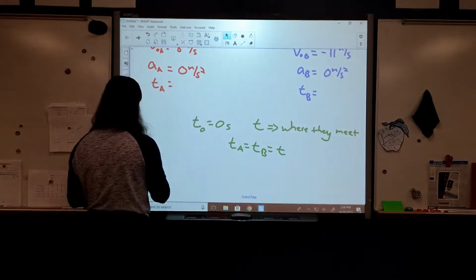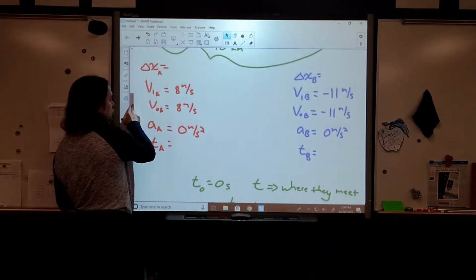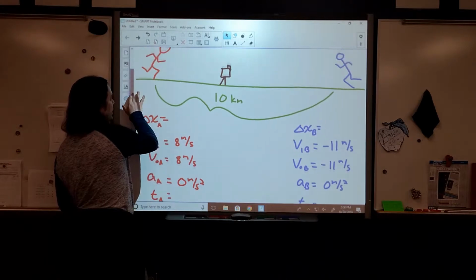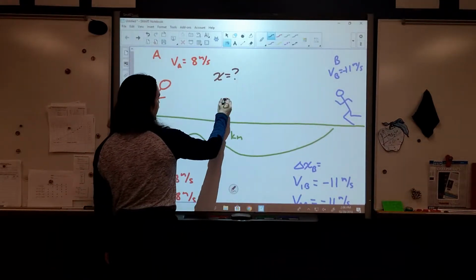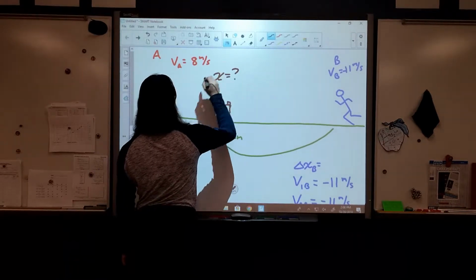I just know that they're equal to each other. So I need to come up with another relationship as well, and here we need to look at our displacements. And here's where drawing it out becomes very useful. Now, I know that this is some location x that I'm looking for.